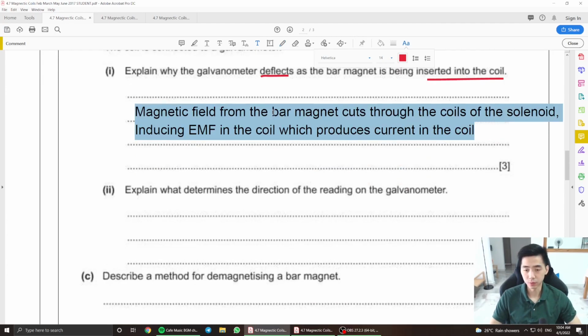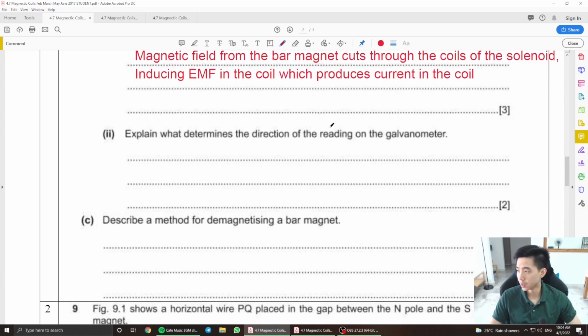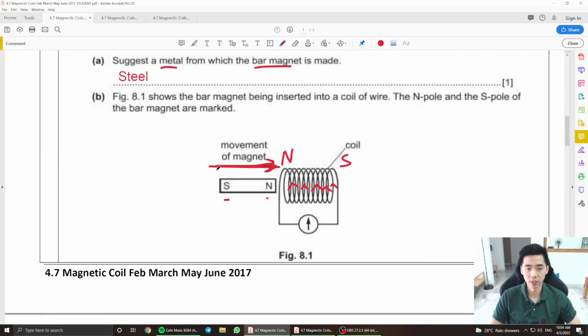Then after that, the next question here, what do they want? Explain what determines the direction of the reading of the galvanometer. This one here, obviously, is purely dependent on the motion of the magnet, right? For example, if I'm going in here, if this is the north part, it will produce a north and south here, and the current will be upwards. Maybe it will deflect towards the right.